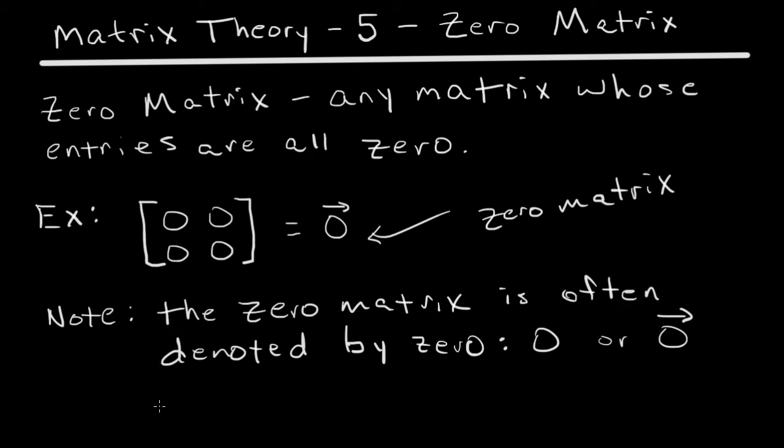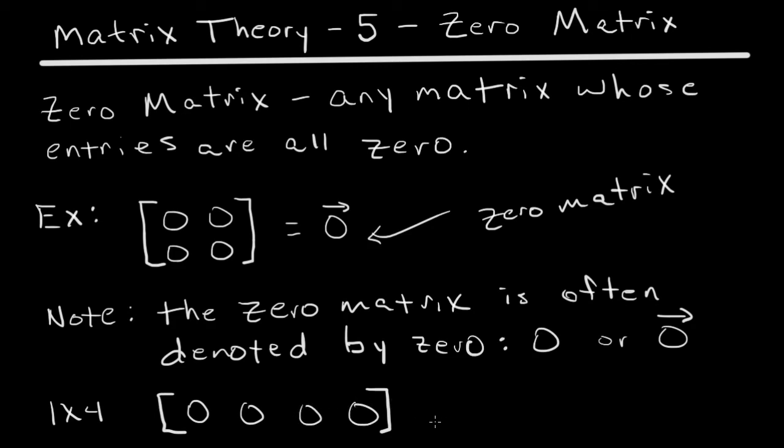a 2 by 2, right? Let's say you had a 1 by 4 where every single entry was 0. So this would just be one row, but it would have 4 columns. So it would look like 0, 0, 0, 0.